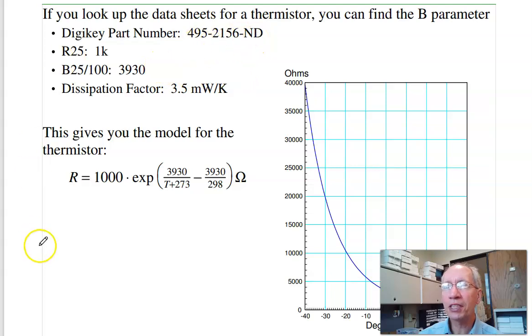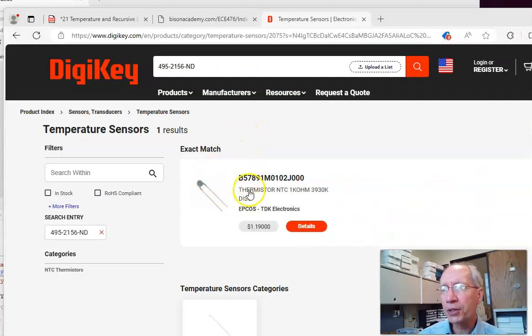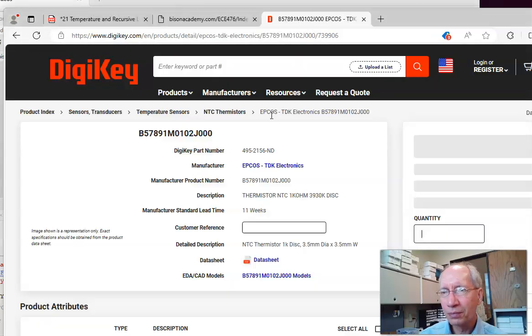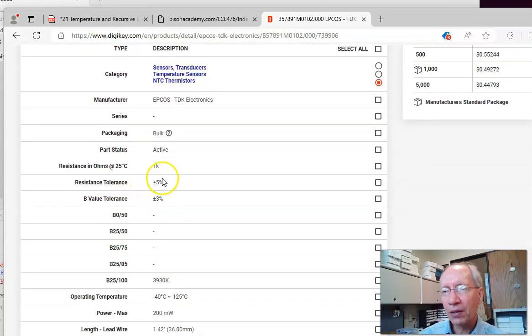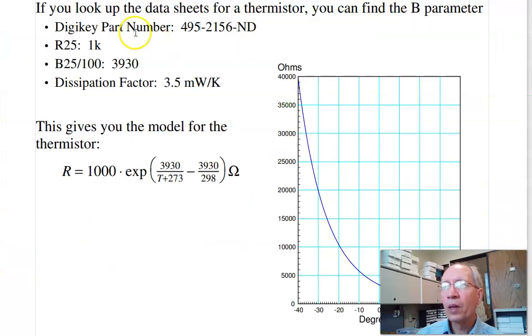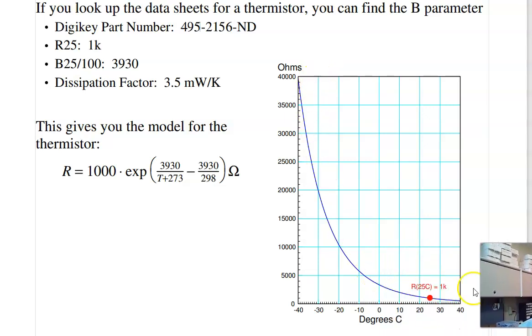For example, if you go to GeeekPi, here's that thermistor. If I scroll down, it's going to give you the resistance at 25 Celsius, gives you the B parameter, 3930, and actually gives you the full data sheets if you want. Once I have those two parameters, I can then calculate the resistance versus temperature and plot it. So here's what she looks like. Again, the data is at 25 Celsius, it's 1K. As temperature changes, the resistance changes.